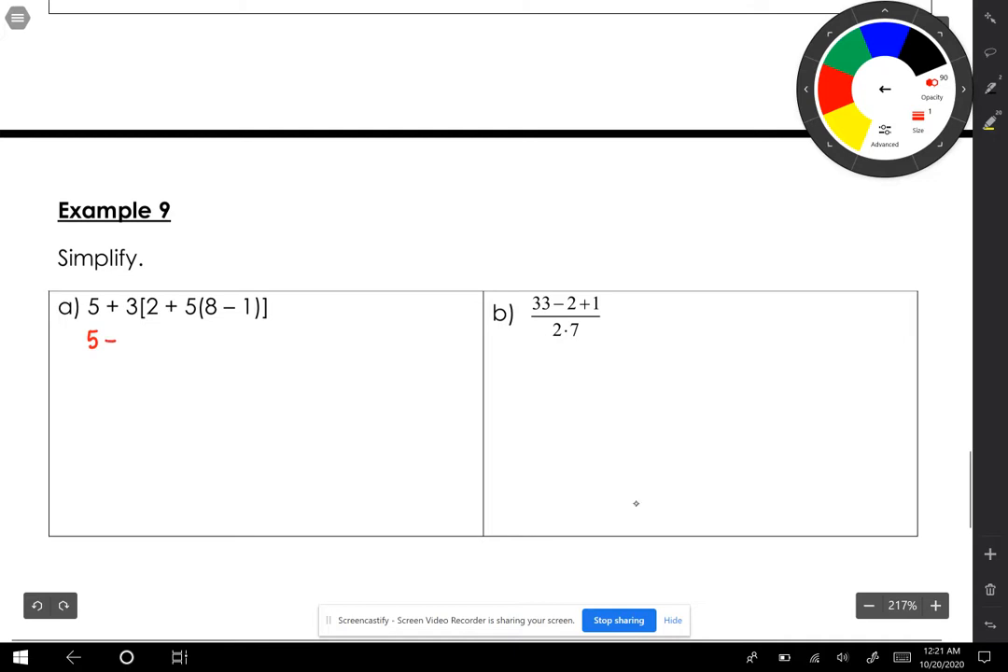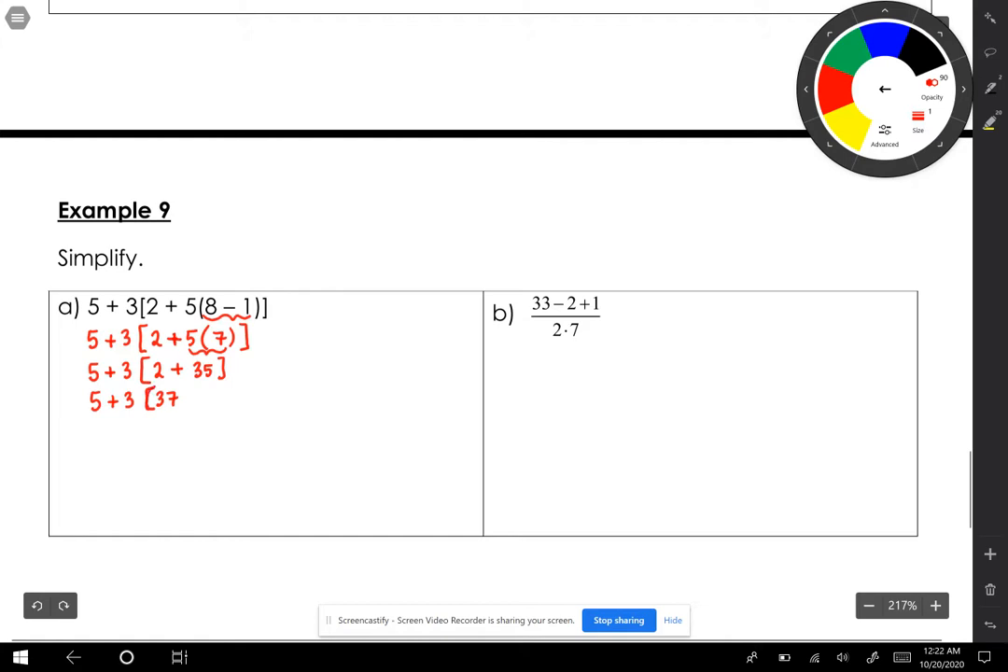So 5 plus 3 times 2 plus 5. Don't add 2 plus 5 first. Do the 8 minus 1, like that. And now you're going to do the 5 times 7. You just work inside and then move out. So 5 plus 3 times 2 plus 5 times 7 is 35. So you do this next. I'll put right here, do this first. And then you do the 2 plus 35. Still don't add 5 plus 3 together. 2 plus 35 is 37.